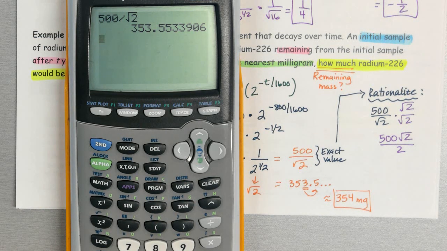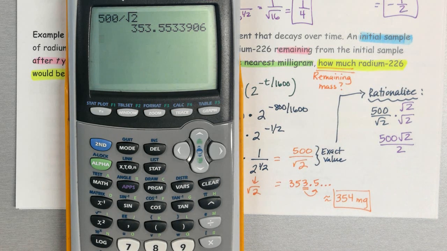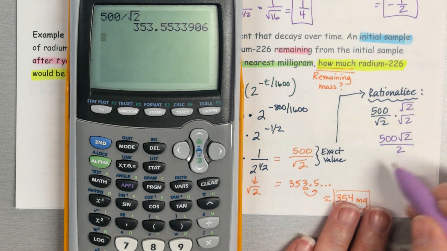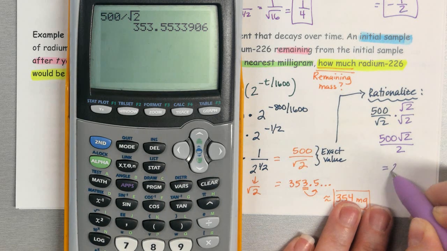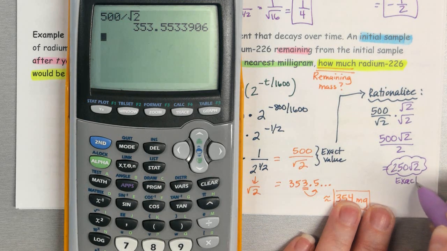Now, when you have 2 numbers on the outside that simplify, you simplify them. You can't simplify what's inside a radical and what's outside, but what's outside is fine. What's 500 divided by 2? Yeah, so this would be 250 root 2. This would be your exact answer.